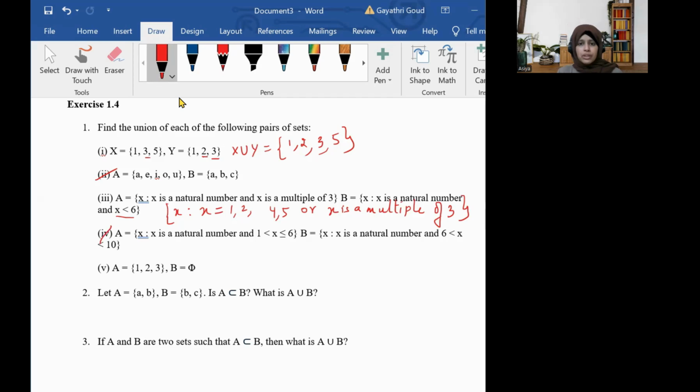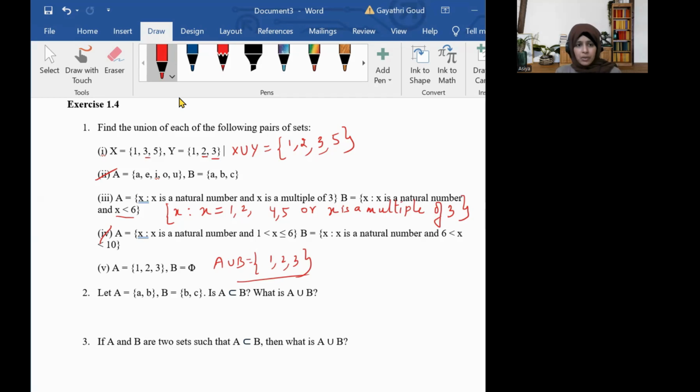Now moving on to the fifth one. What do we have in the fifth one? Union of {1, 2, 3} and my null set. What will be the union of such a set? A union B would be {1, 2, 3}, because the null set is a subset of every set. So the null set is already present in the set. I will not have to represent it separately. Okay.